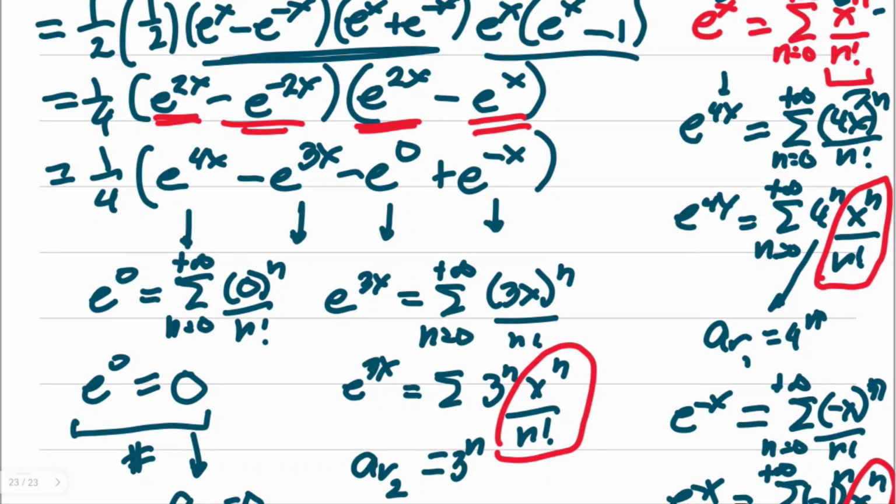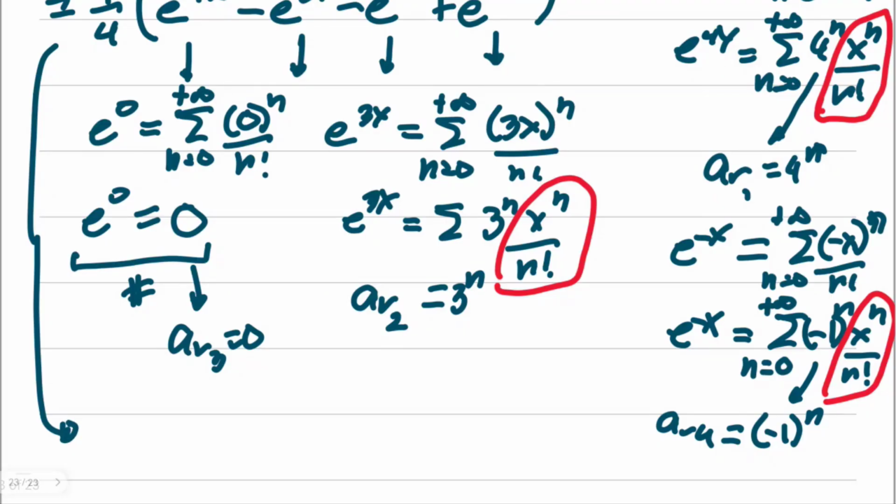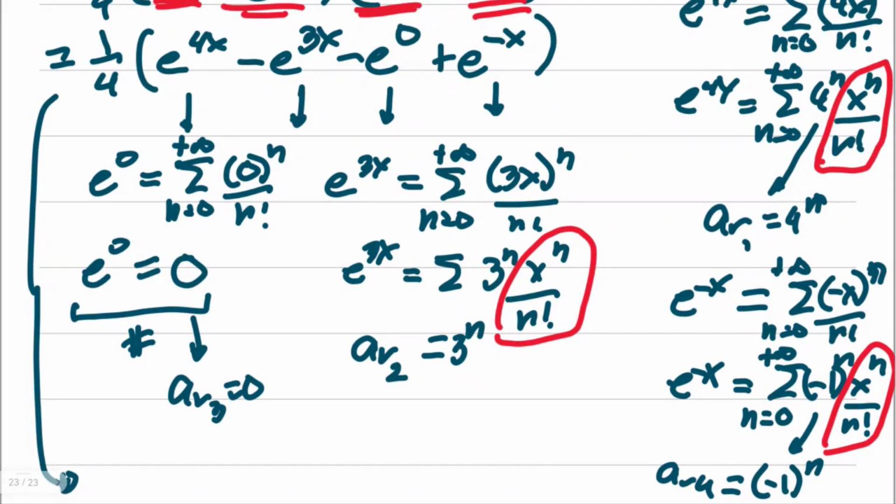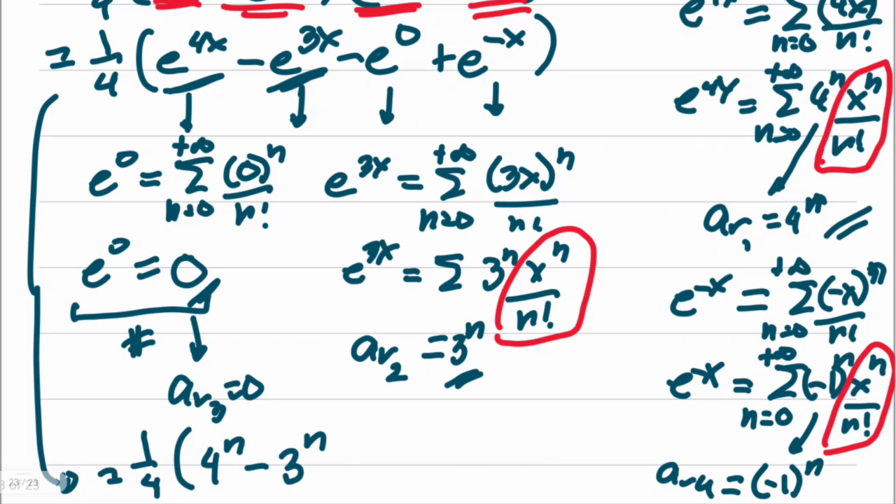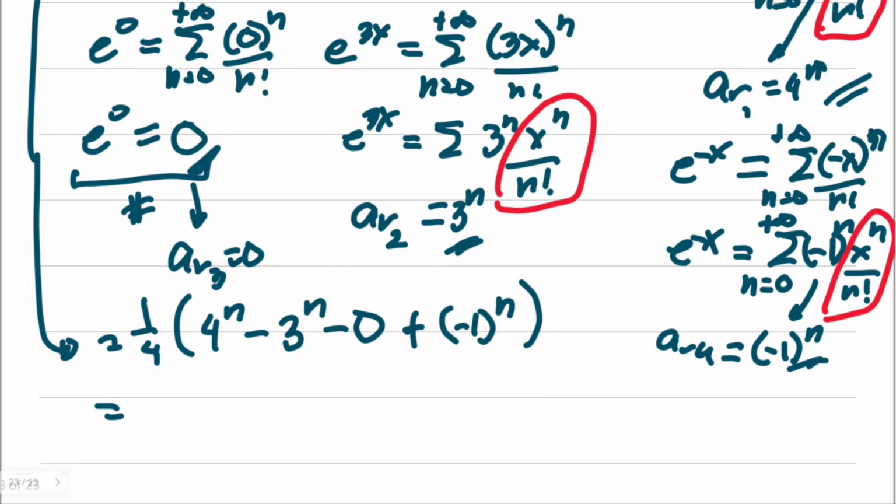So from here, we know that we have 1/4. So I'm going to write here 1/4 times the a sub r of e to the power of 4x, which is 4^n, minus, for e to the power of 3x, 3^n. Then for e to the power of 0, minus 0, just to follow the operation. And plus negative 1 raised to n, or simply removing the 0, 1/4 times (4^n minus 3^n plus (negative 1) raised to the n).